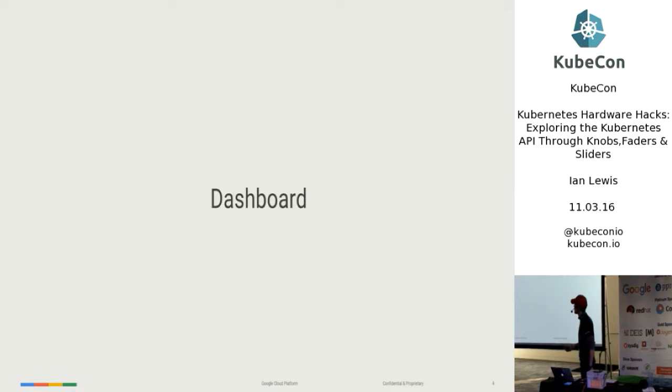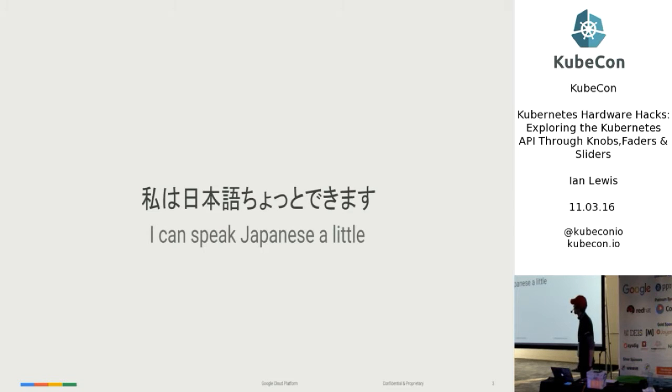And this is actually a little reference to a famous Linus Torvalds T-shirt. It says, "I can do Linux a little." It's a little bit of an understatement for Linus Torvalds, but not quite as much of an understatement for me.